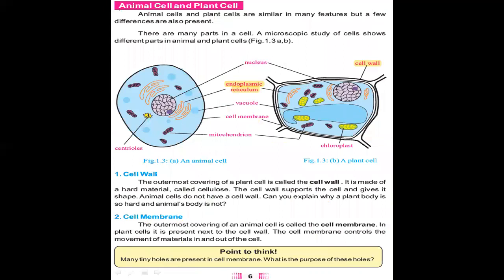So you'll see here animal and plant cell. You see, animal cells and plant cells are similar in many features, but a few differences are there. What type of similar features are there and what are the differences? We will see at the end of this topic, but right now you just see these two diagrams and you can see the difference. For example, this is a rounded structure. This is animal cell and this is plant cell.